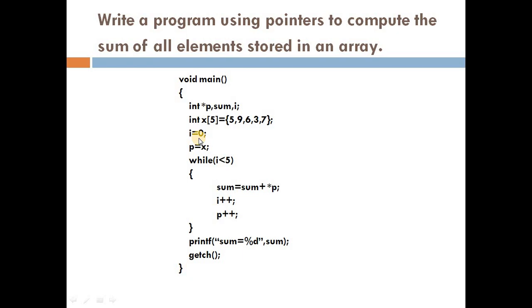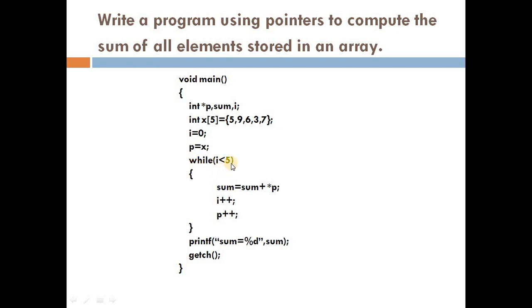Initialize the loop counter i with 0. p is equal to x, that is, the base address of this array x is stored in the pointer variable p. If the base address when we allocate this array in memory is 1000, p will have the value 1000. Now we'll start the loop.